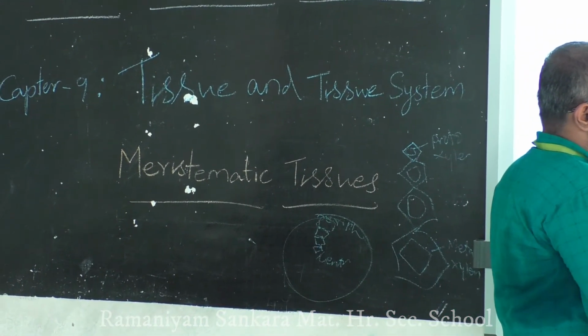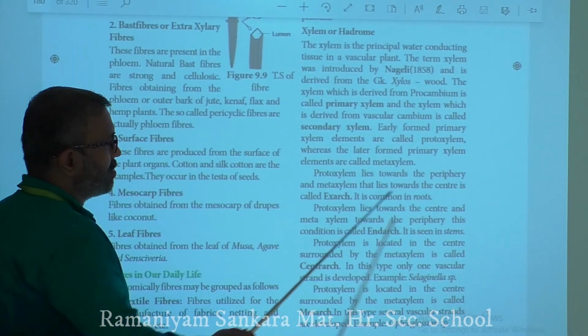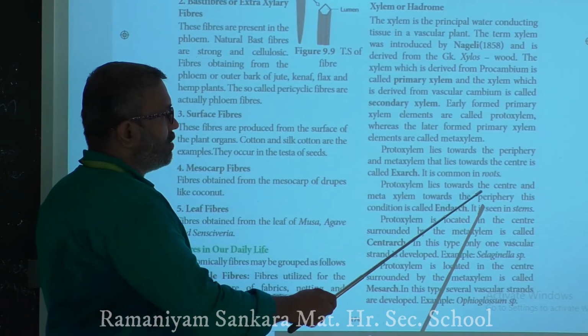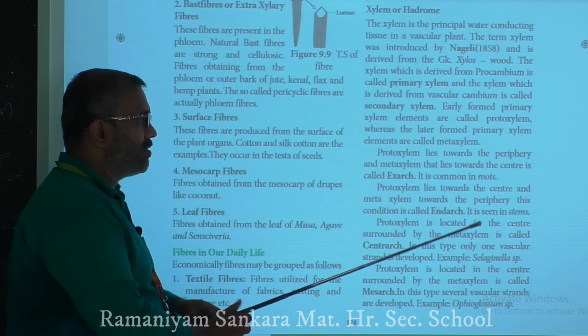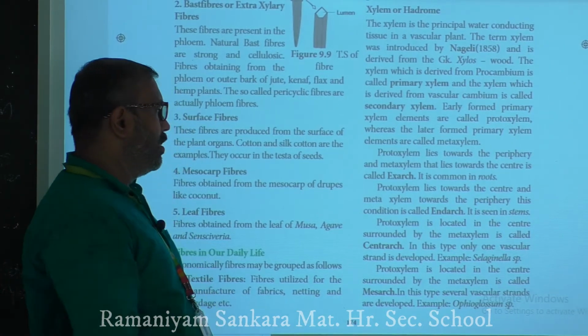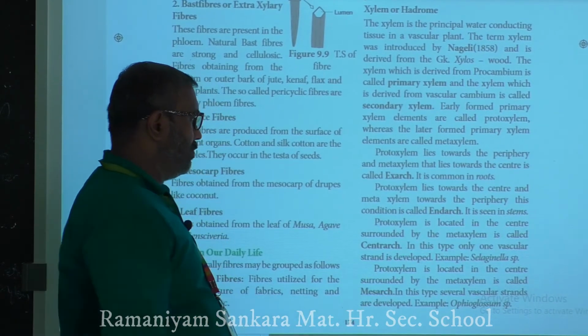Protoxylem towards the periphery and metaxylem towards the center is called exarch, which is common in roots. Protoxylem lies towards the center and metaxylem towards the periphery; that is the opposite, called endarch, seen in stems.